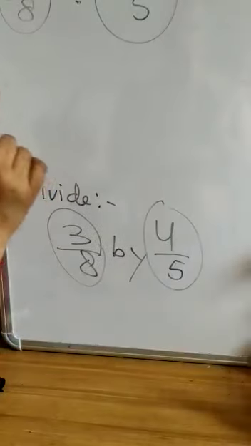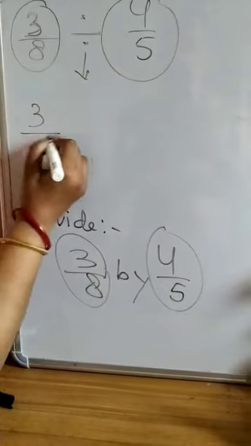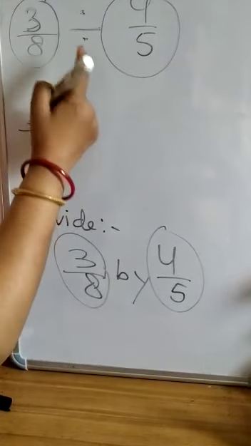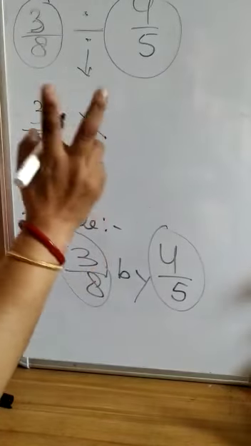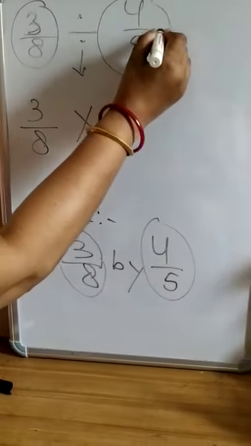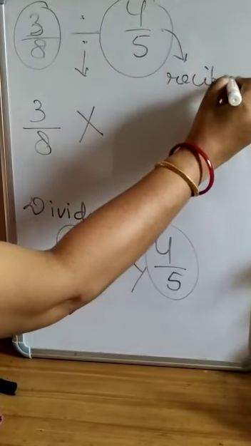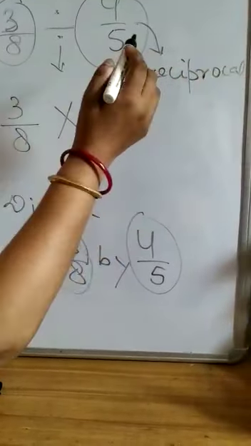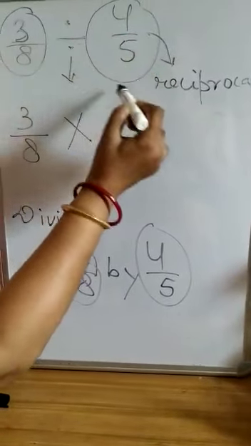First step, what we will do? We will change this sign of division. So 3 by 8 dividend, changing the sign of division into multiplication. Now here second step, we will write down the reciprocal of this 4 by 5. What is the reciprocal? Reciprocal means interchanging the position of numerator and denominator of the fraction.